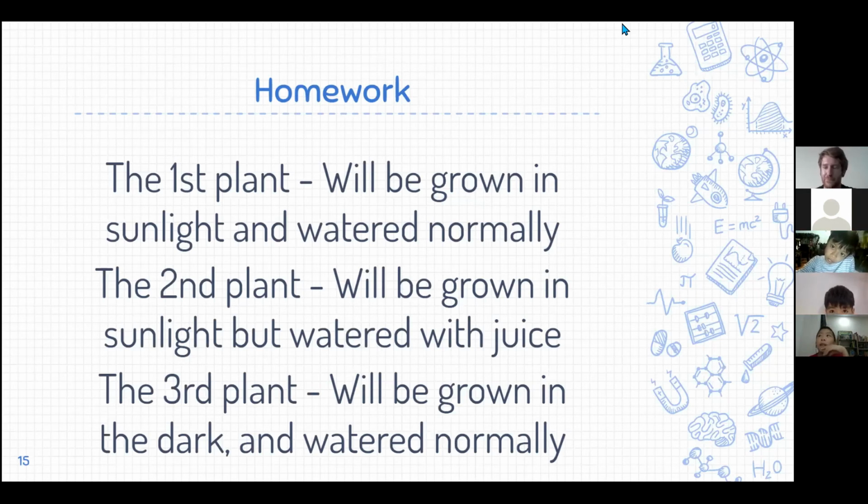Lily? I think it will die. But Mr. Ryan, yes? I don't have juice. What can I do? Salt water. Okay, mix salt with water. Yeah, salt water will work fine as well.